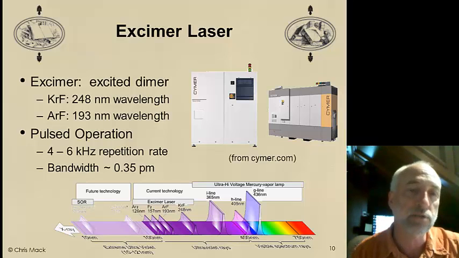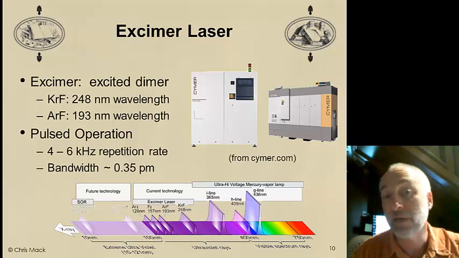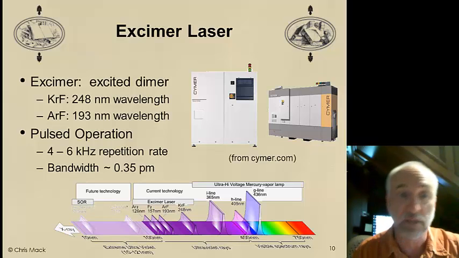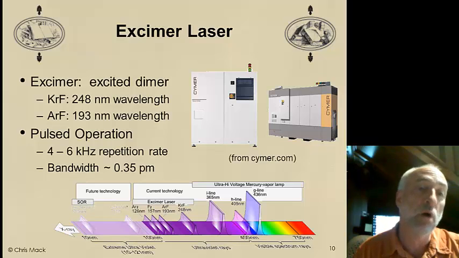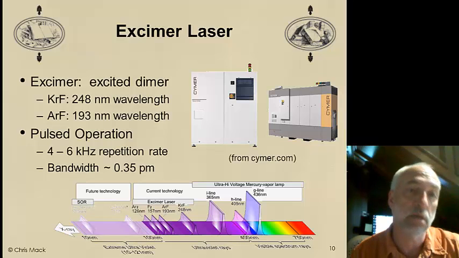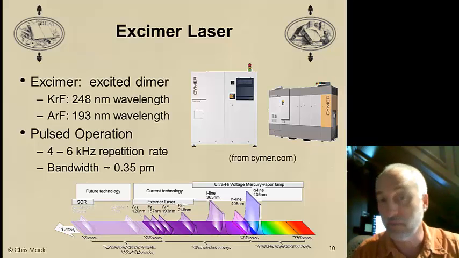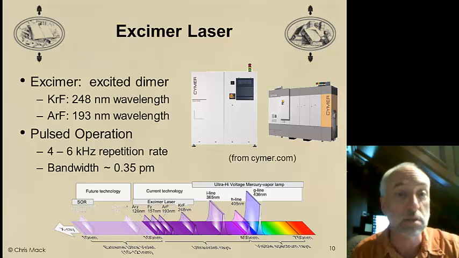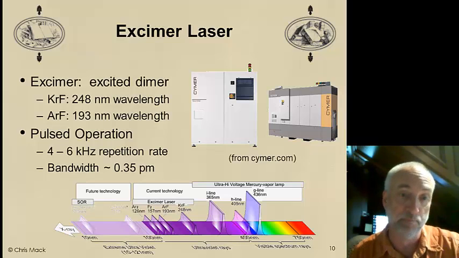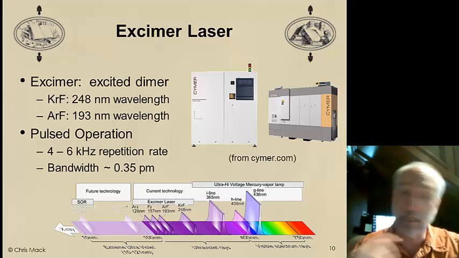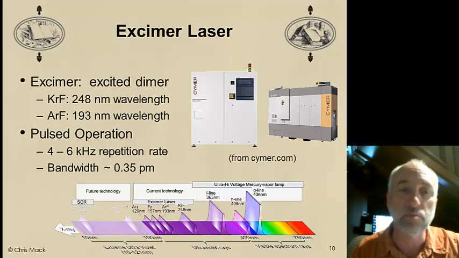Krypton fluoride lasers produced 248 nanometer wavelength light, and that became popular in the late 90s and early 2000s as the wavelength of choice. Then we switched to argon fluoride wavelength. Argon fluoride has a wavelength of 193 nanometers, and this is still the state-of-the-art wavelength used in lithography imaging today. These lasers are quite big and intricate systems.